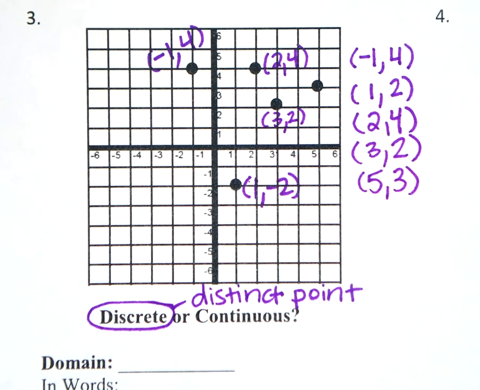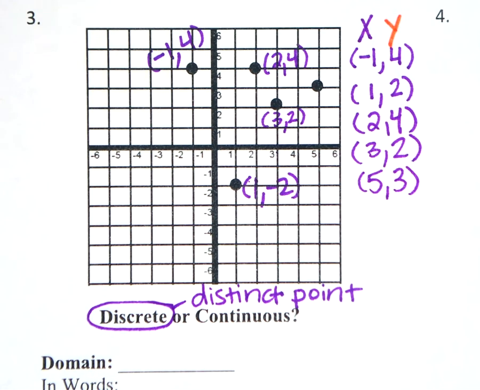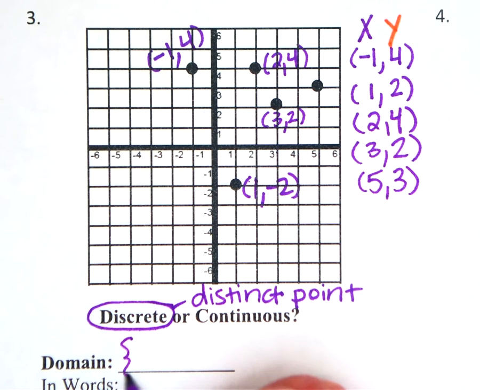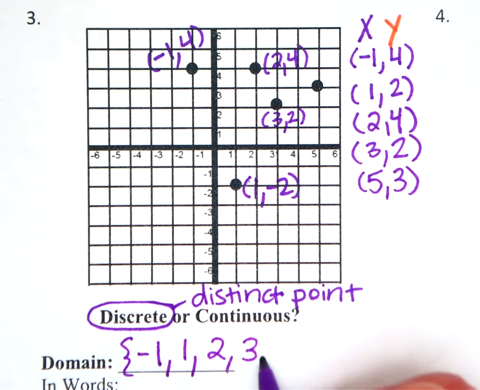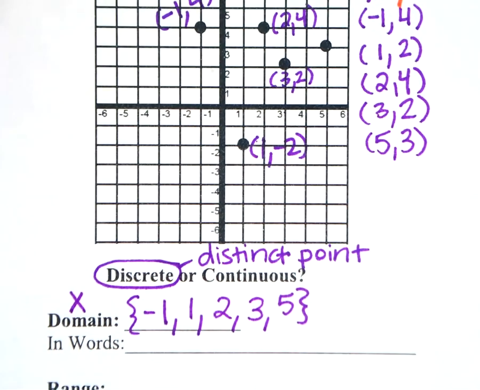So I already have my ordered pairs listed. I just need to understand X values and Y values. I'm going to write the domain and the range in order from least to greatest. So here my domain, I will list my values in order from least to greatest. -1, 1, 2, 3, and 5. So I listed them in order from least to greatest, from left to right. In words, we don't have to write it in words when it is a discrete domain.